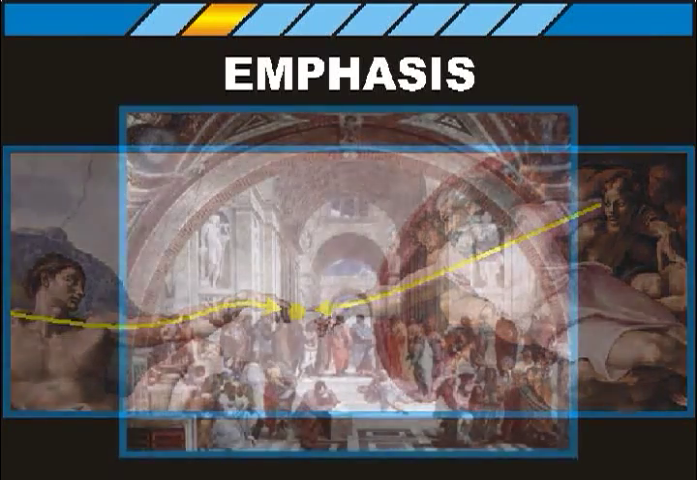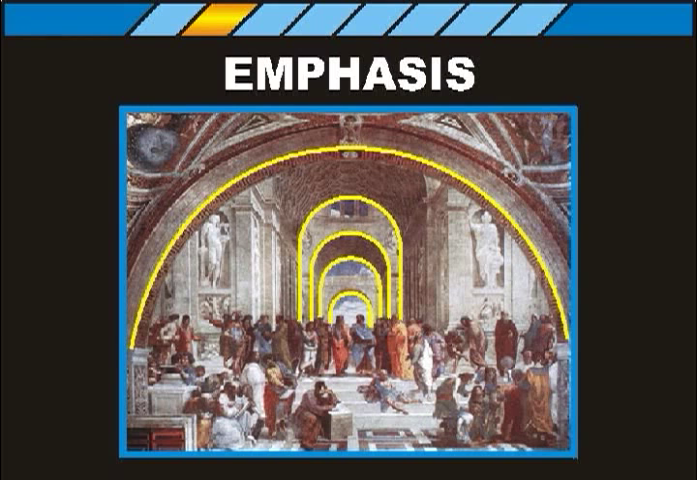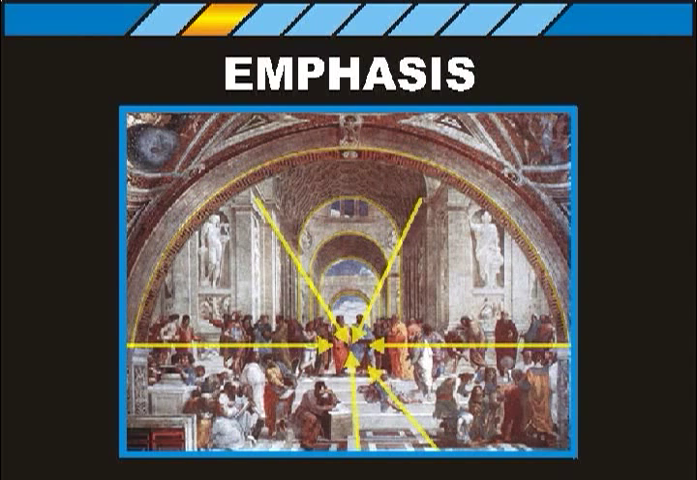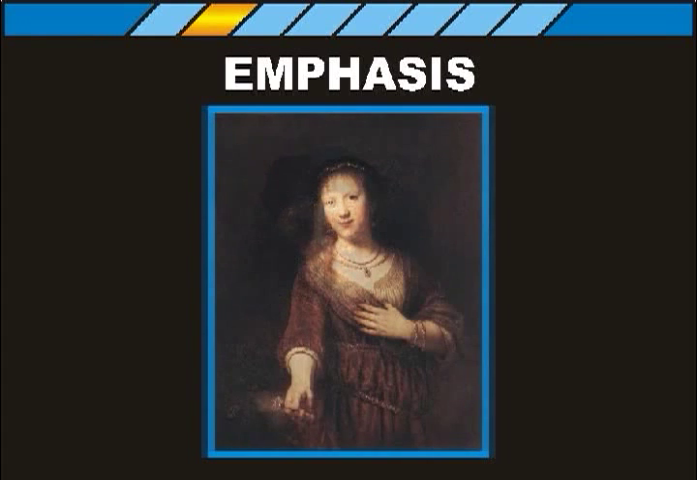In School of Athens by Raphael, the artist draws the viewer's attention to the central figures that have been placed symmetrically within the architectural features of the painting. Also, the artist has used perspective to achieve emphasis by placing the vanishing point behind these central figures. Take a look at a self-portrait by Rembrandt and a portrait of Saskia with a flower, also by Rembrandt. The artist draws the viewer's attention to the faces and hands by making these areas dramatically lighter. Everything else within the painting seems to fall into shadow. Therefore, Rembrandt achieves emphasis through his use of contrast.